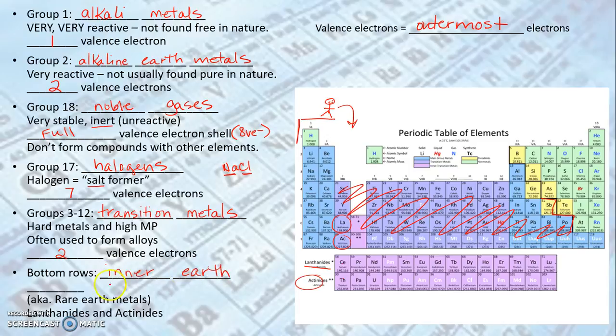Okay. Those are what we call the inner earth metals. That's the old way of talking about them. Inner earth metals. You can also call them the rare earth metals, and then we could refer to them as a group or as a row, the lanthanides and the actinides.